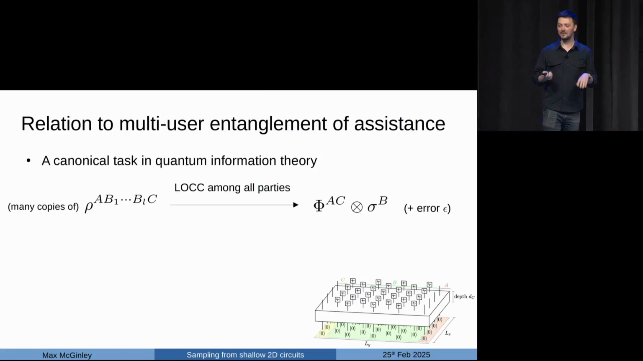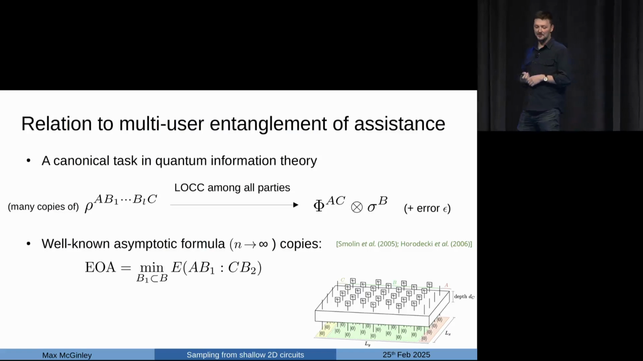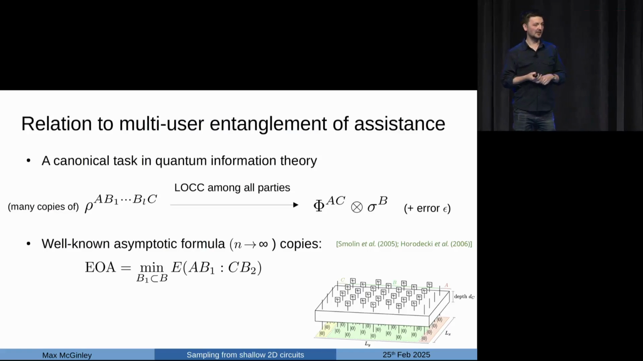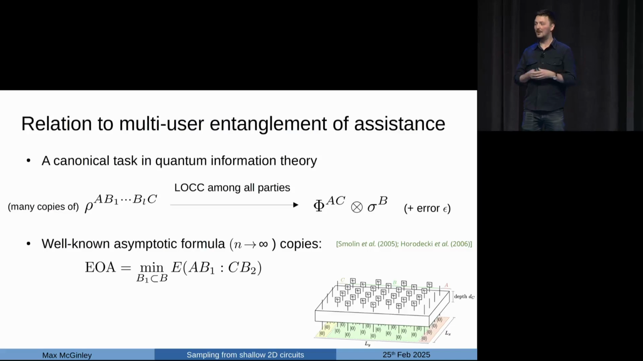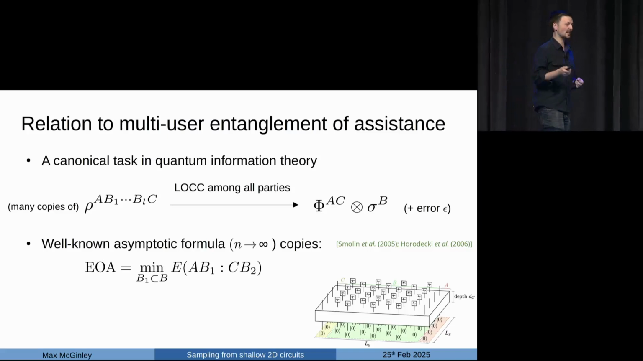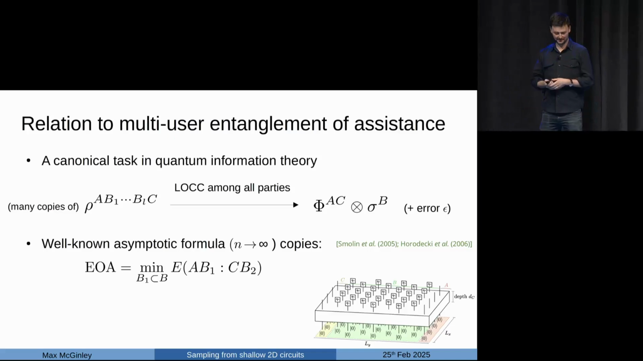This is a long-standing problem. For example, if we're allowed to access many copies of the given state, then there are some asymptotic formulae that are known about how efficiently we can do this. I put this on just to illustrate that this is a well-studied problem in the many-copy case. We, of course, are only thinking about a single copy.